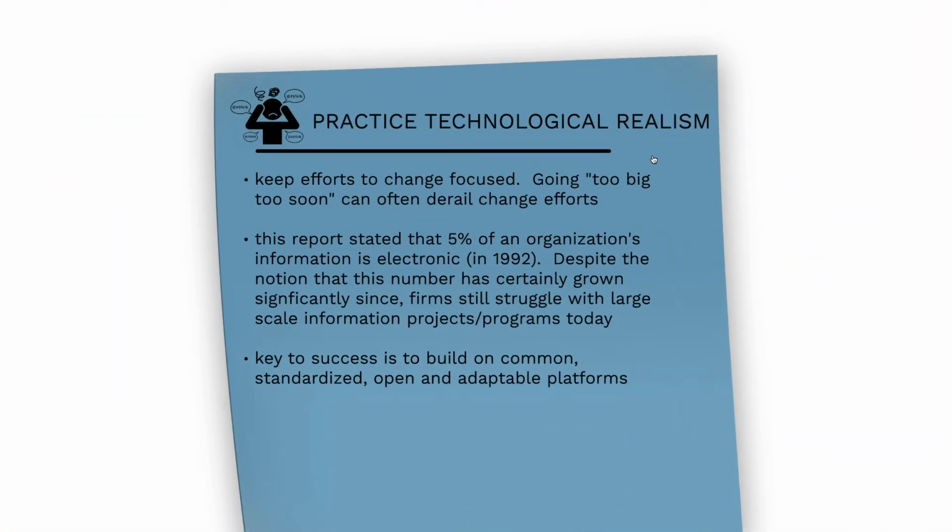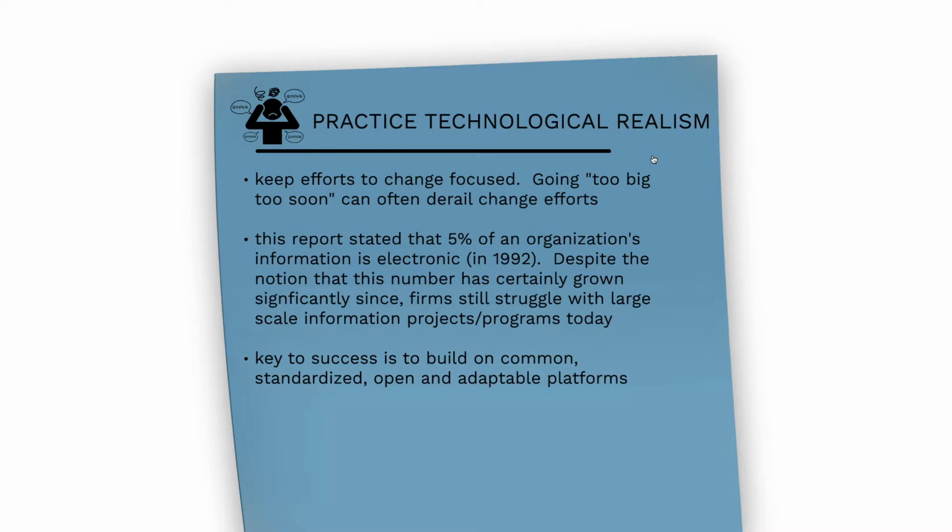Practicing technological realism is the third method the authors provide for dealing with information politics. They encourage us to keep the efforts on change focused. Going too big too soon can derail change efforts. Really getting to the heart of what needs to change, finding sponsors in your organization who can help promote that, and getting some early wins are key here.